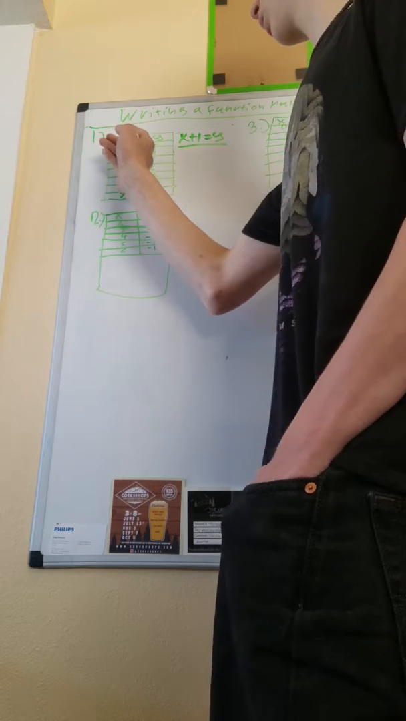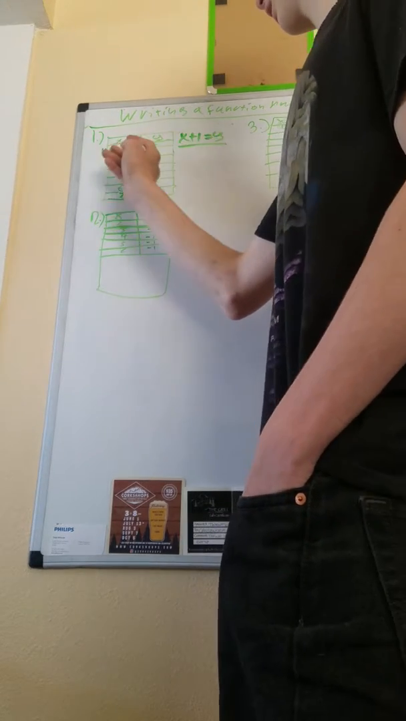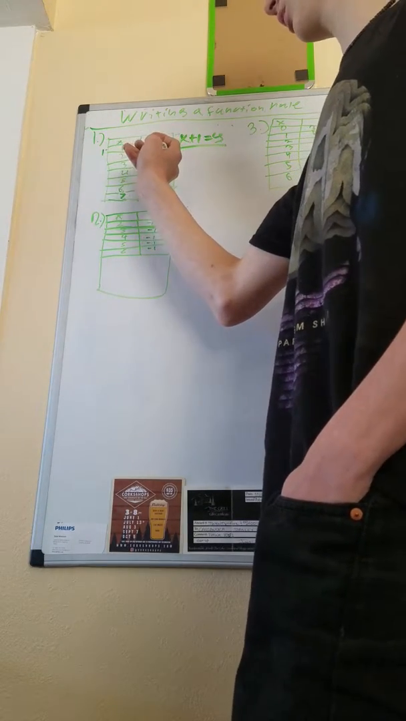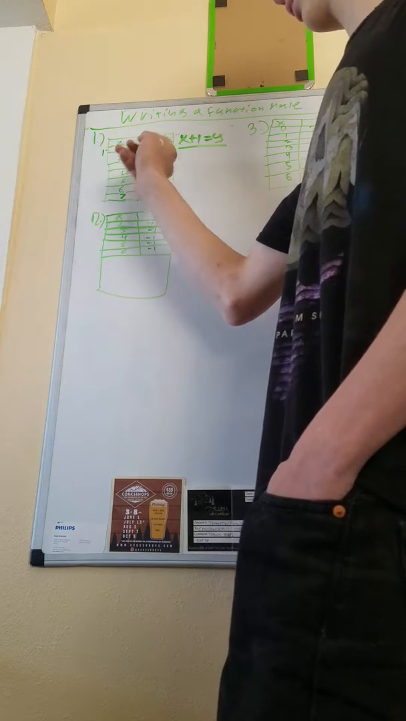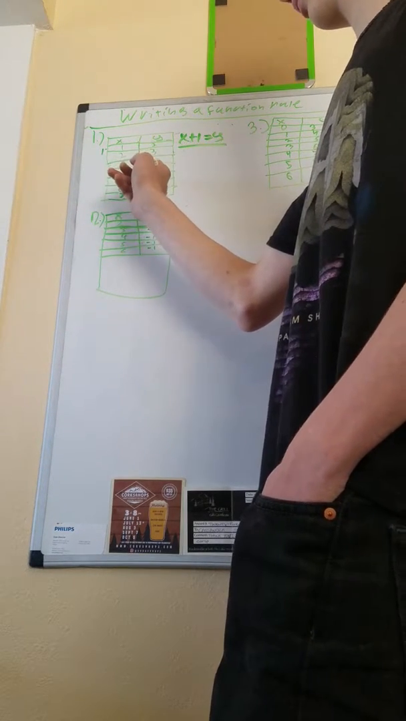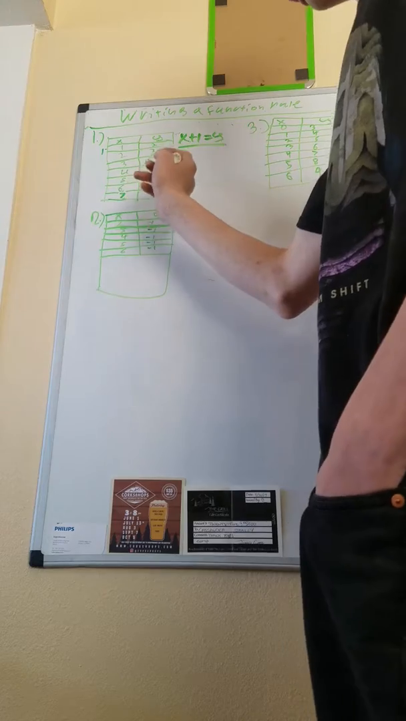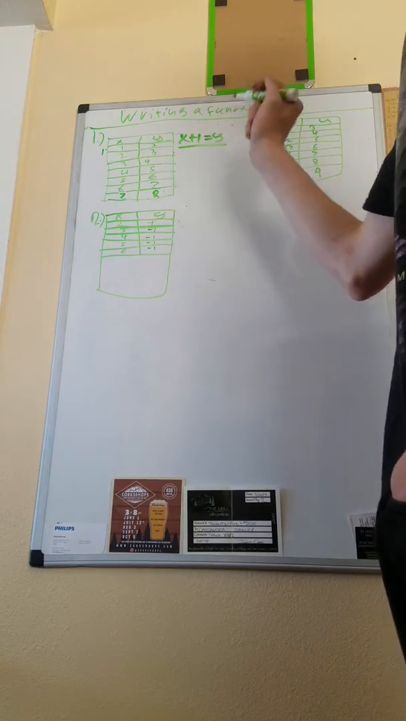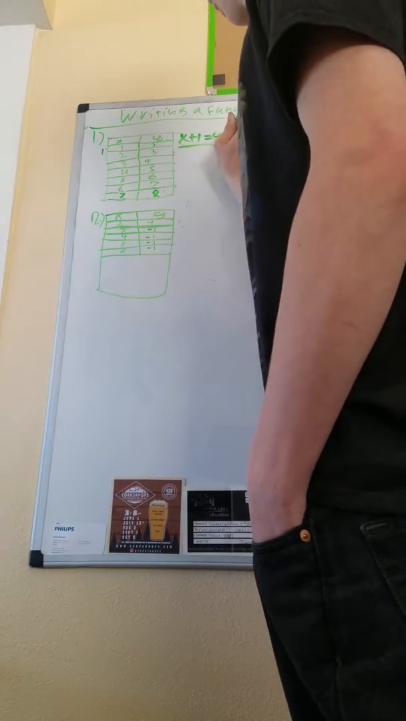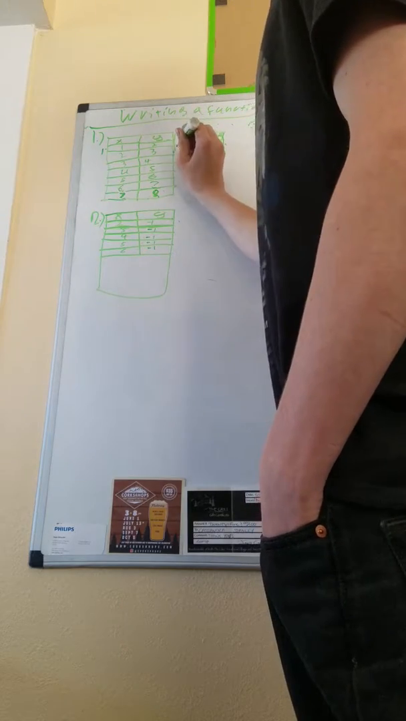So we got 1 plus 1 equals 2. It's correct. 2 plus 1 equals 3. 3 plus 1 equals 4. 4 plus 1 equals 5. 5 plus 1 equals 6. 6 plus 1 equals 7. And 7 plus 1 equals 8. So yes, this rule right here is correct.